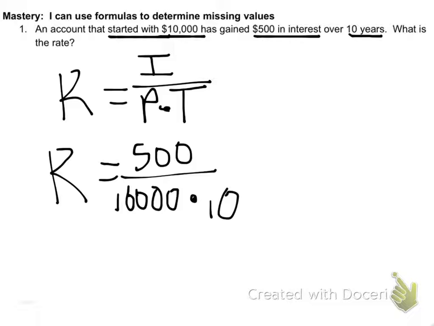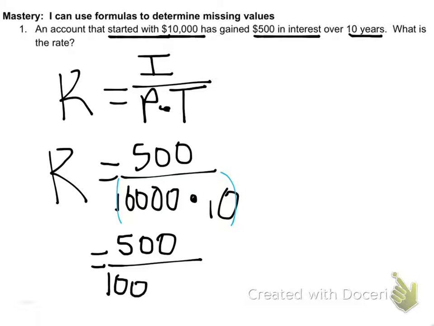Now I will tell you a secret here. If you're not using a calculator that does order of operations, we've got to remember how to do them ourselves. So we're going to start off by multiplying the bottom, because those values are grouped together. So I will have 500 divided by 10,000 times 10, which is 100,000, so 1 followed by 5 zeros, equals R.